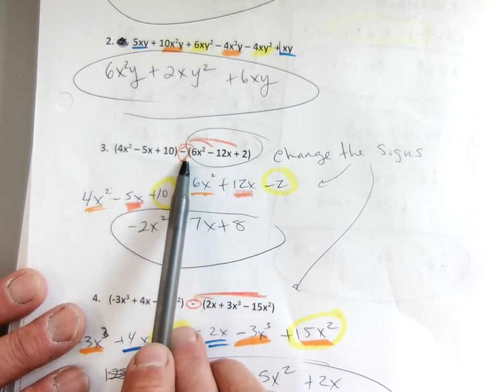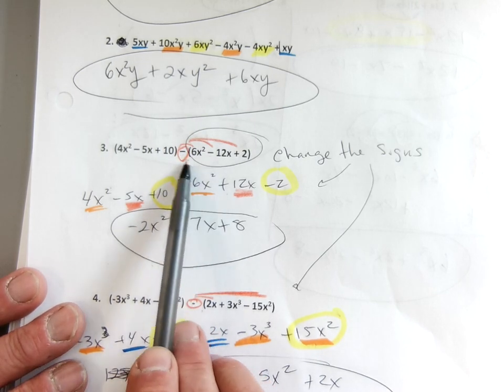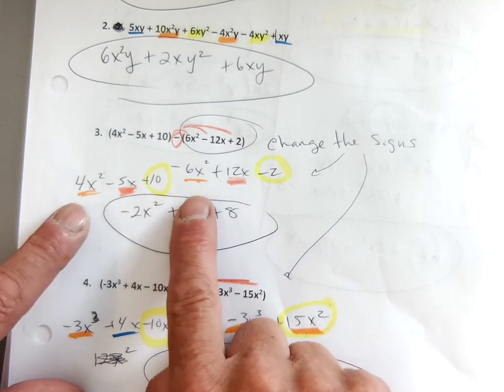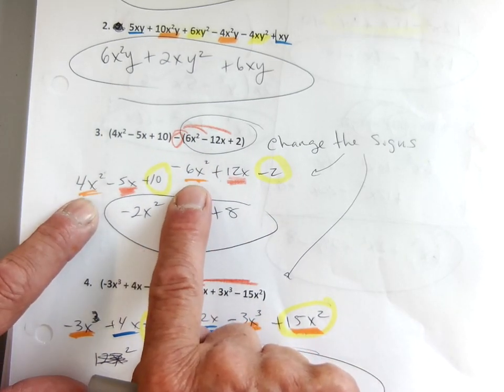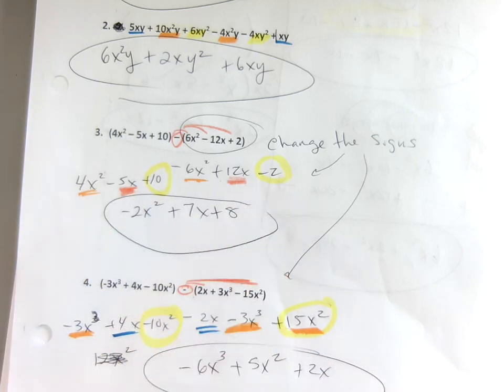Number 3, when I subtract a little bit, I have to be careful because I'm subtracting all of these. So I like to distribute the negative through. Make it a negative 6x, positive 12, negative 2, and then I combine like terms, okay? That's negative 2x squared, positive 7x, plus 8, okay?